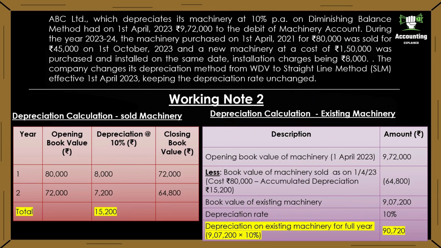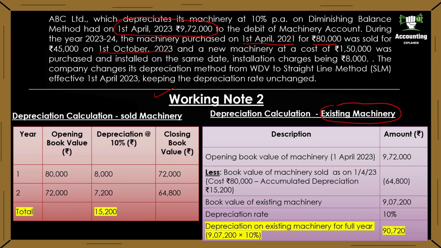Students, now let us do the working note number 2. In the working note number 2, we are going to find out the depreciation for the existing machinery. Here existing machinery means you have a balance on 1st April 2023 of 9,72,000. That is the book value, right? It is for a group of machineries. Out of the group of machinery, one machinery which was bought on April 2021 for 80,000 was sold on 1st October 2023. So we have to take that part out and we have to have the net balance. On that net balance, we are going to calculate the depreciation.